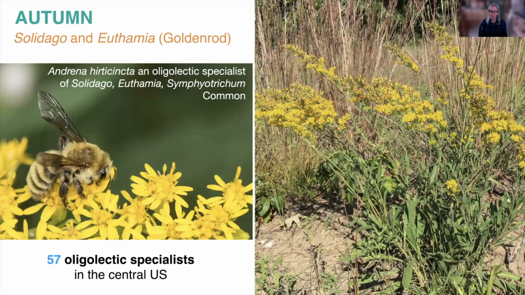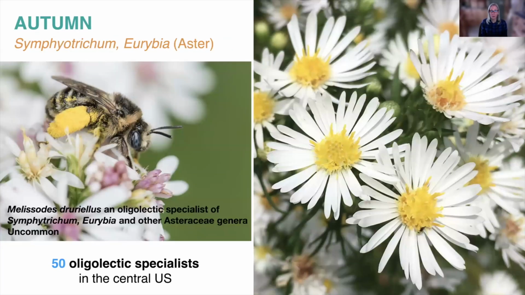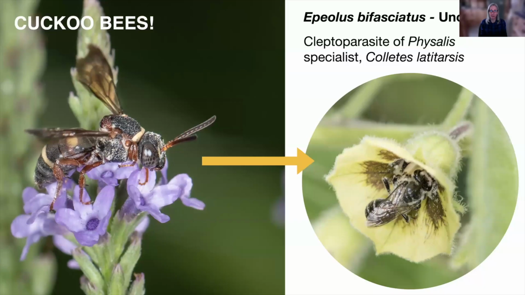And so if your garden or the habitat that you're stewarding has just one goldenrod species growing in it, then consider adding multiple species, again, to extend that flowering phenology so that you can successfully support as many pollen specialists as possible. And that holds true for the asters as well. They were also recently reclassified into multiple genera, Symphyotrichum, Eurybia, and the asters support over 50 pollen specialists alone in the central US. So very, very important for the end of the growing season.